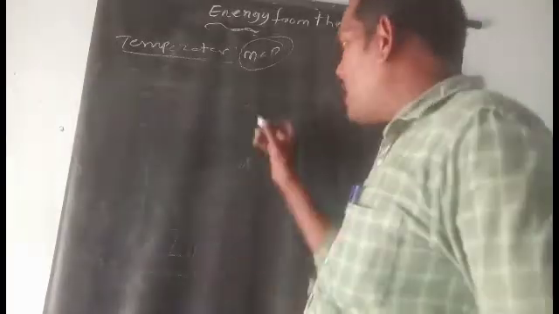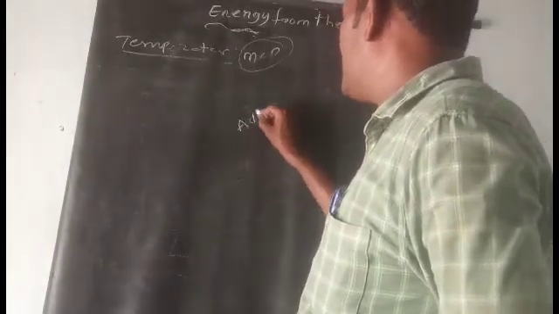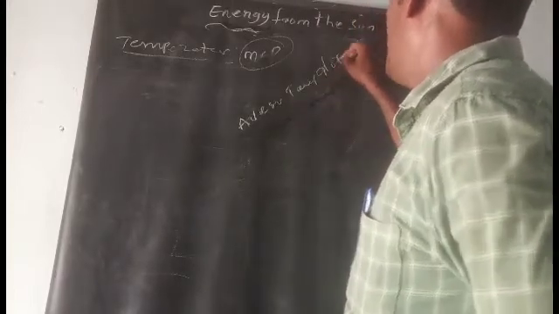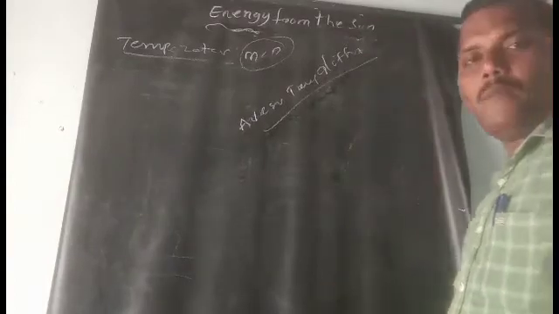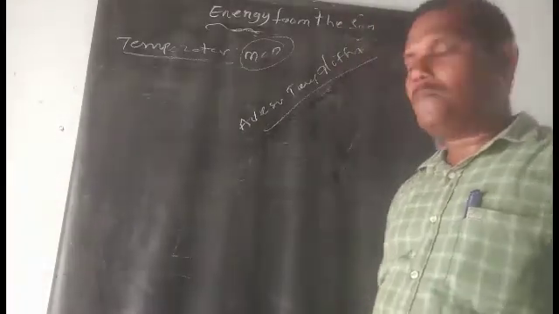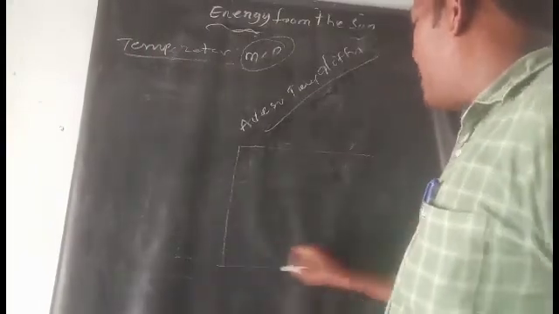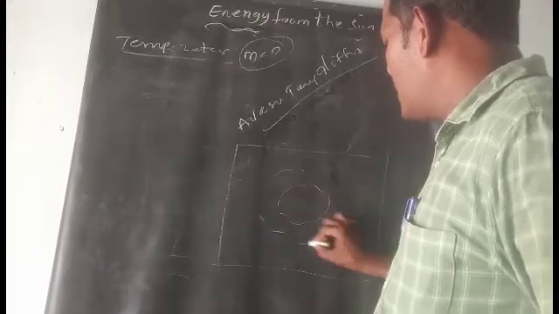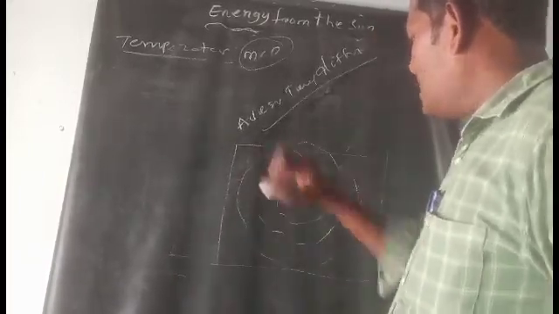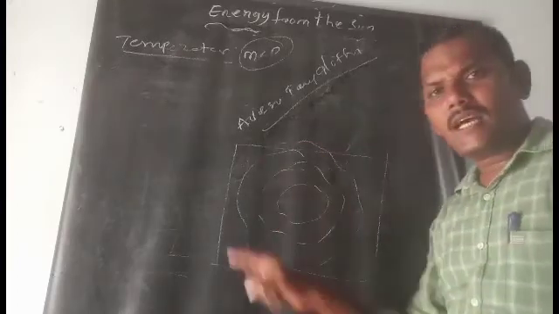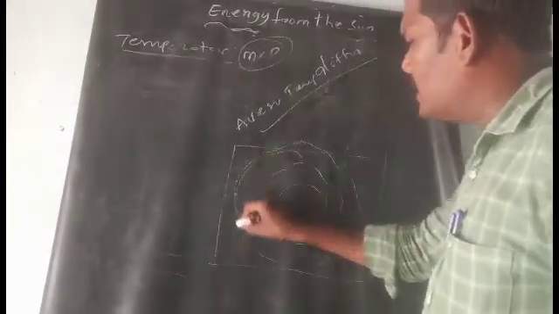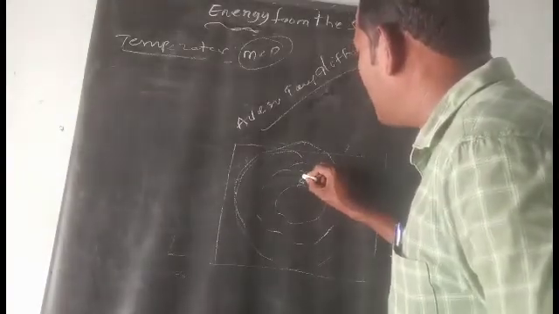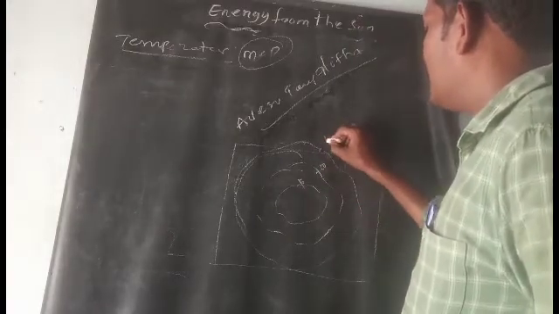That means these maps show the average temperatures of different regions. That is the help of these temperature maps. Take an example. This is the map. In this map, some lines are drawn like this. What are these lines? These lines join areas of equivalent temperature. For example, here the temperature is 15 degrees, here 20 degrees, here 30 degrees.